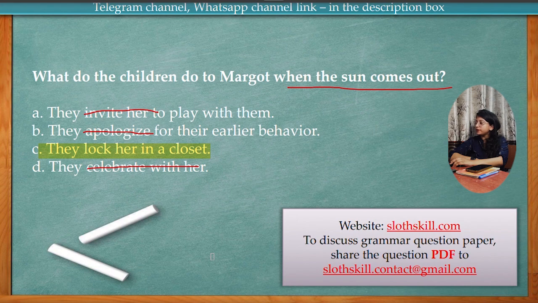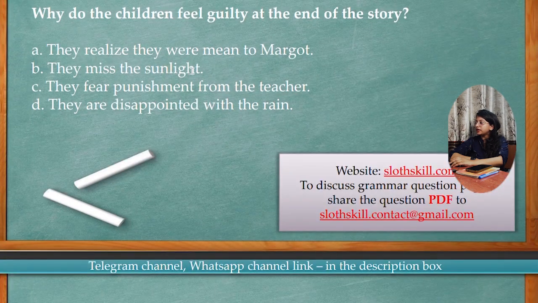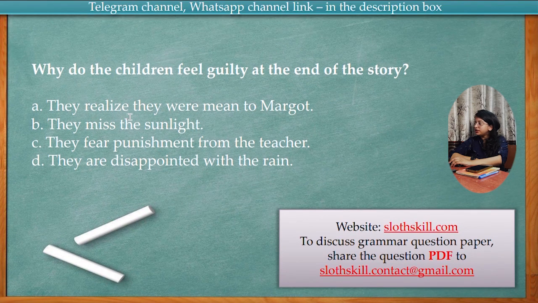Okay. Next question. Why do the children feel guilty at the end of the story? They realize they were mean to Margaret. Possible. They miss the sunlight. Feel guilty is written. Now, why did they feel sad? Then this could have been the option. They miss the sunlight. No. They fear punishment from the teacher. No. Sorry. Conscience is something that comes from within. You are not afraid of the teacher. You are not afraid of anybody.